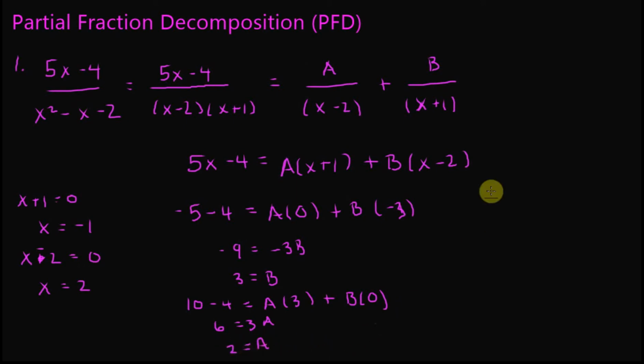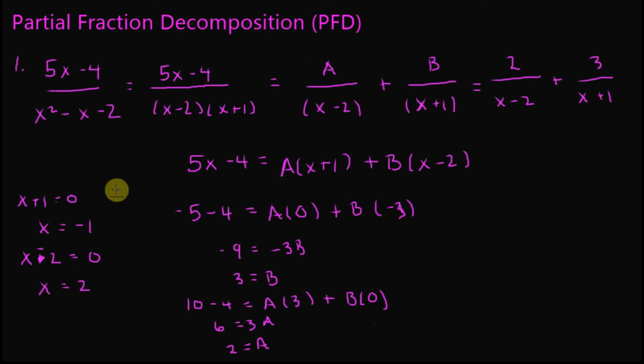Now, we can plug in the values of a and b up here where we started, and it should give us the correct partial fraction. 2 divided by x minus 2 plus 3 divided by x plus 1. And there we have it. We solved our first partial fraction.